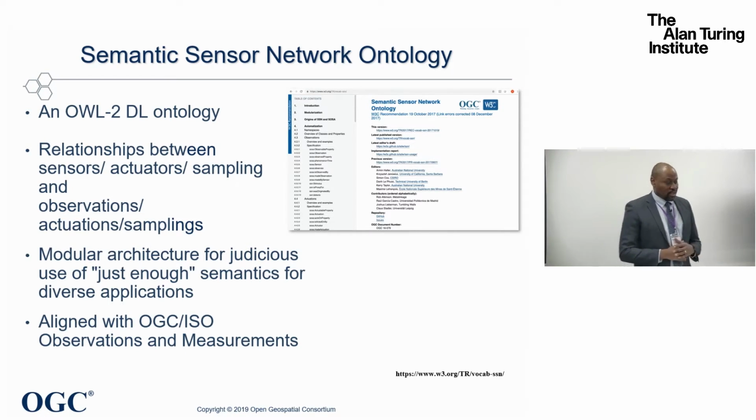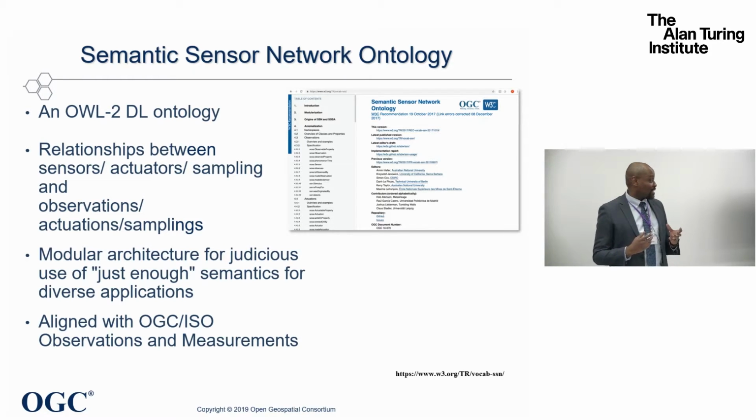So the OGC, working alongside the World Wide Web Consortium, the W3C, developed a Semantic Sensor Network ontology, with the idea being to make it easier for geospatial data to be plugged into the linked data cloud and to be integrated into analysis involving linked data. The Semantic Sensor Network ontology describes entities as well as relationships that identify, for instance, sensors, actuators, samplers, and so on. It provides just enough semantics to be able to apply these sensors to a variety of applications.